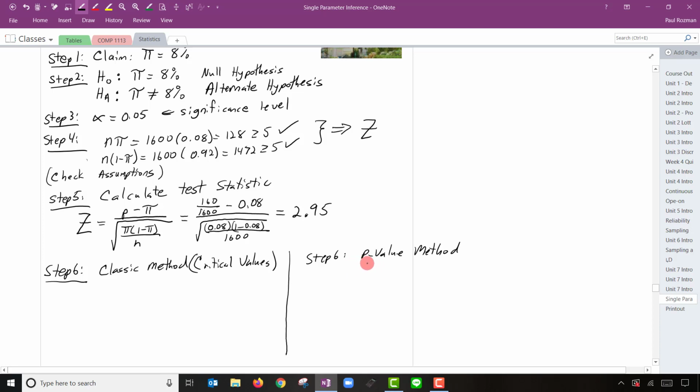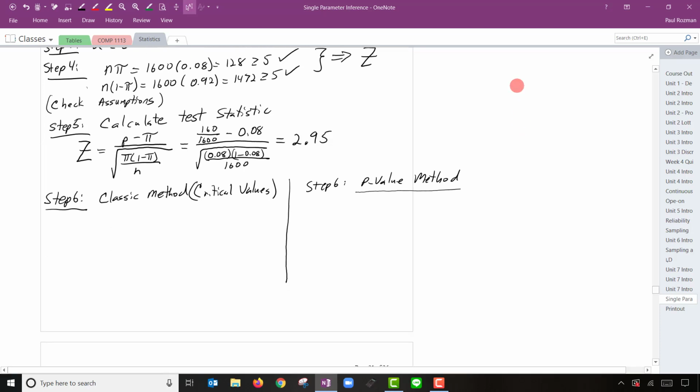statistical journals, in fact, every time I'm reading anything, I see people using the p-value method. So the p-value method tends to be more respected in academic journals and such, whereas the classic method is the way that you first learn it, just so you can see how things are tied together, so that the course doesn't seem disjoint. So let's try the classic method first.